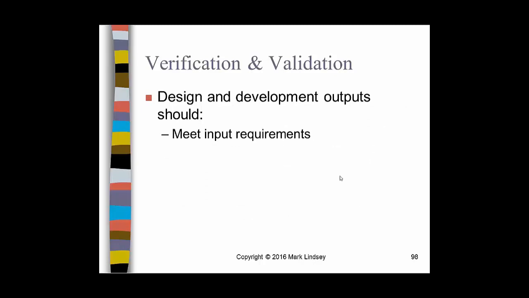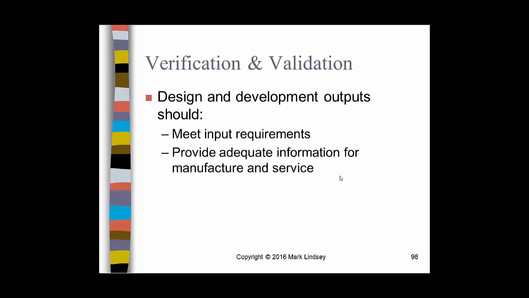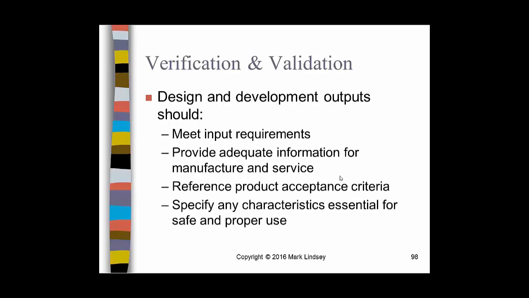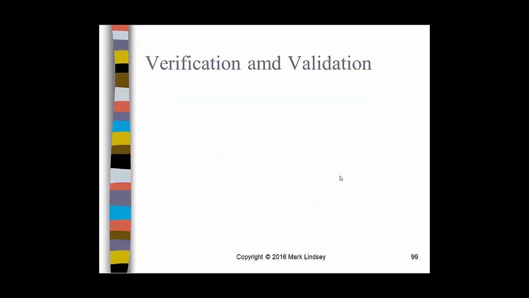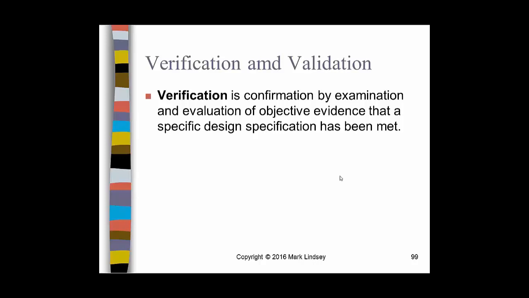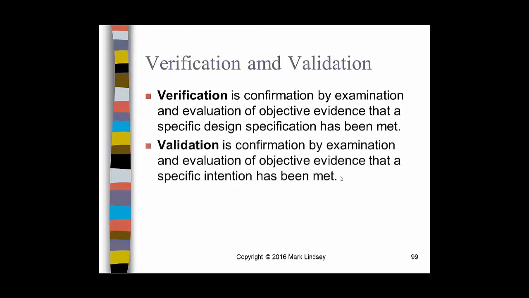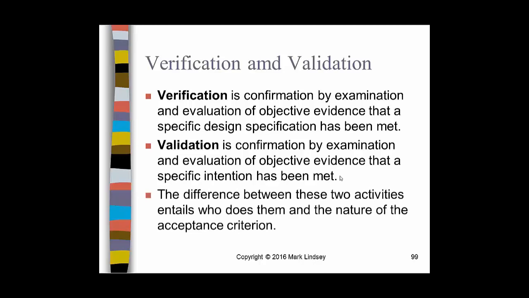So design and development output should meet your input requirements, provide adequate information for manufacturing service, reference product acceptance criteria, specify any characteristics essential for safe and proper use. So verification is confirmation by examination and evaluation of objective evidence that a specific design specification has been met. And validation is confirmation by examination and evaluation of objective evidence that a specific intention has been met. The difference between these two activities entails who does them and the nature of your acceptance criteria.